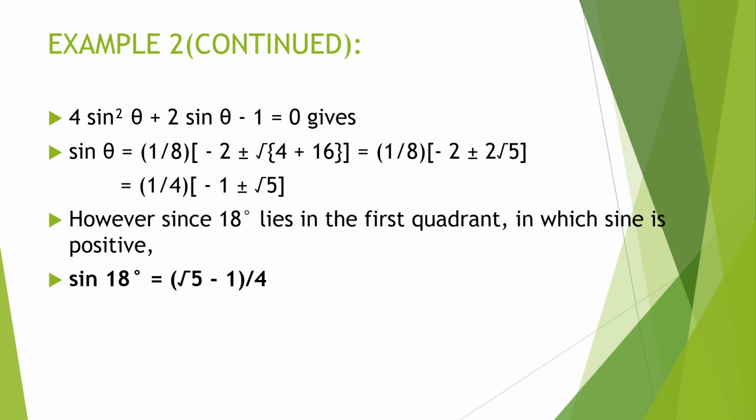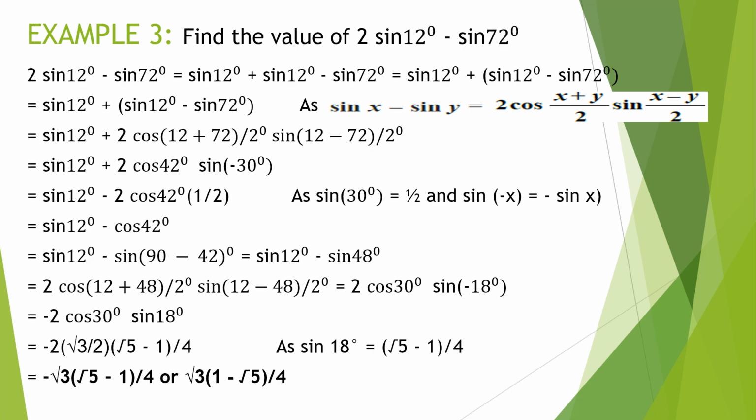So ultimately when you simplify this, you get the value of sin 18 degree as root 5 minus 1 upon 4. And since 18 degree lies in the first quadrant, sin is always positive, so we only take the positive value. So sin 18 degree is equal to root 5 minus 1 by 4. Now please remember this value of sin 18 degree, because in some examples you can directly use it. Next example.